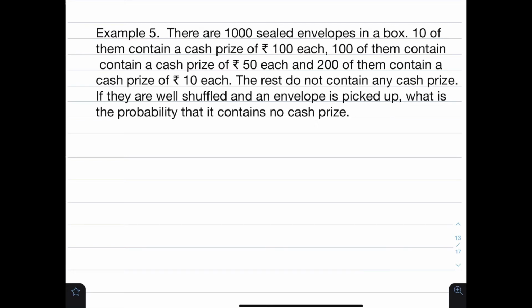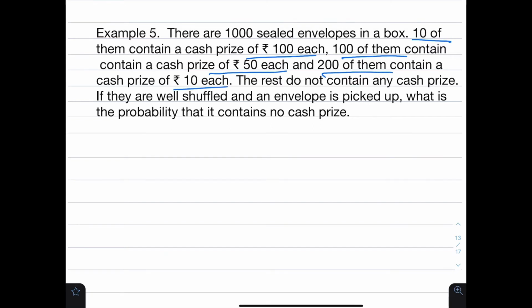There are 100 sealed envelopes in a box. 10 of them contain a cash prize of rupees 100 each, 100 of them contain a cash prize of rupees 50 each, and 200 of them contain a cash prize of rupees 10 each. The rest do not contain any cash prize. If they are well shuffled and an envelope is picked up, what is the probability that it contains no cash prize?